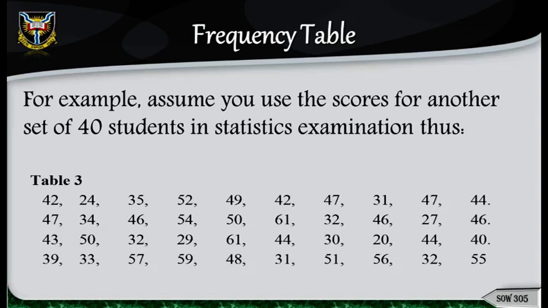For example, assume you use this course for another set of 40 students in a statistics examination thus: 42, 47, 43, 39, 24, 34, 50, 33, 35, 46, 32, 57, 52, 54, 29, 59, 49, 50, 61, 48, 42, 61, 44, 31, 47, 32, 30, 51, 31, 46, 20, 56, 47, 27, 44, 32, 44, 46, 40, 55.